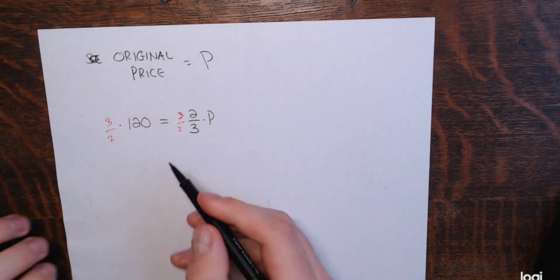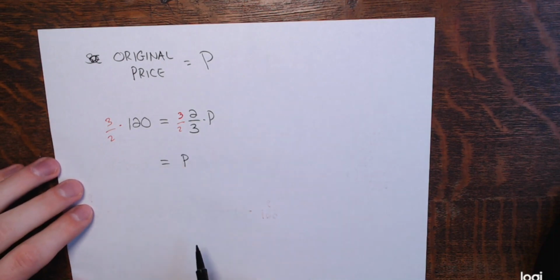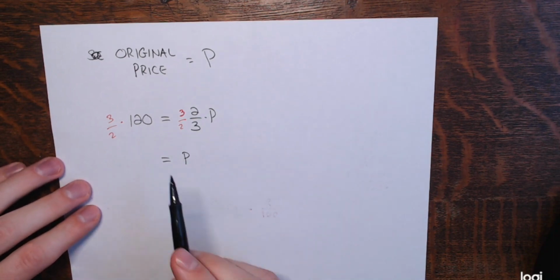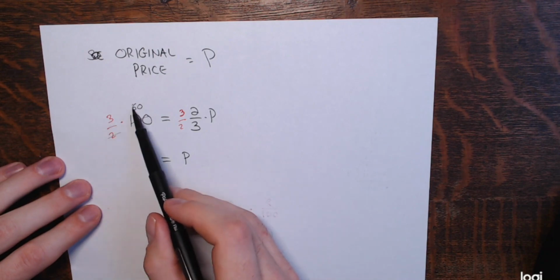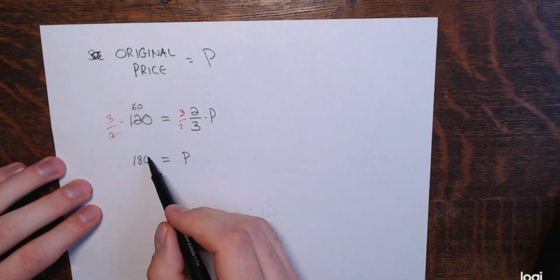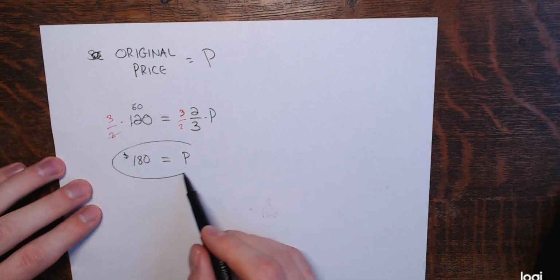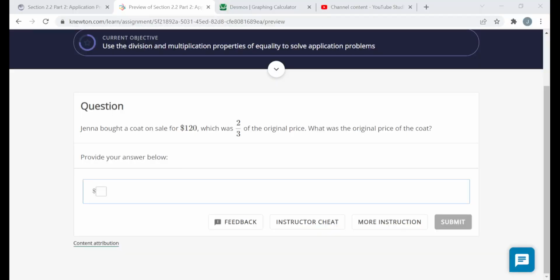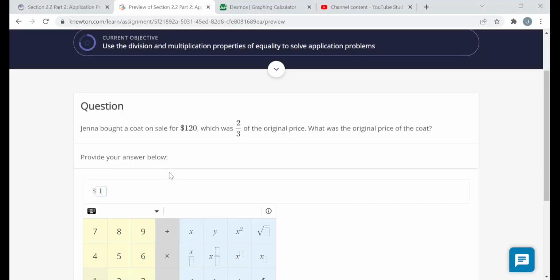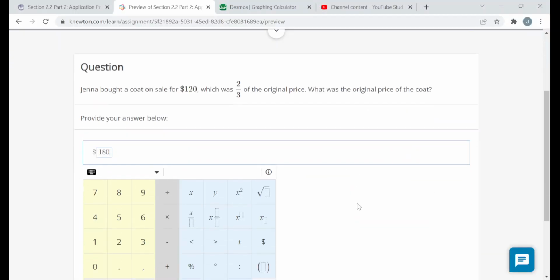So here I got P alone. Great. Now I can figure out what the original price is. 2 goes into 120 60 times, and 3 times 60 is 180. So the original price of the coat was $180, right? And they took 1/3 off of it, right? Sold it for 2/3 of the price. And they got the dollar sign already. Don't need to type that in.